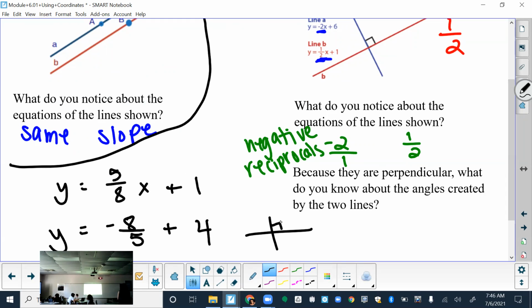All right, what type of angle do perpendicular lines make? 90 degrees. If you don't know that, know that, or at least write it down now so that for the quiz, you know it tomorrow.